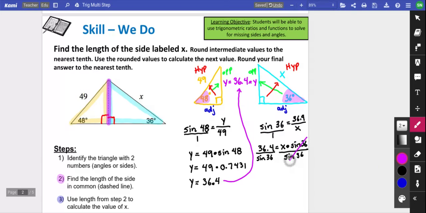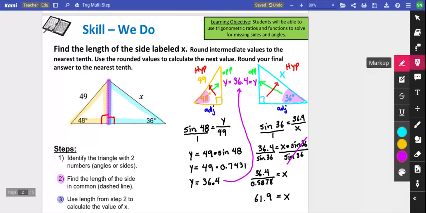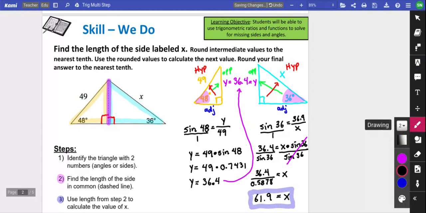All right, so these two cancel because they're equal to 1, and we get x equals 36.4 divided by 0.5878. And simplifying that, we get that our answer is 61.9. Therefore, the length of the side labeled with X is 61.9.